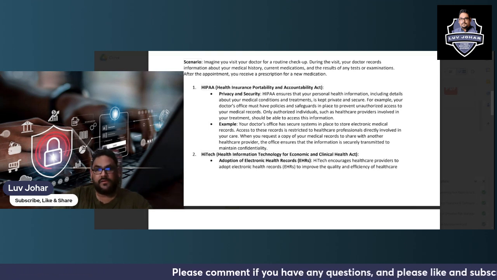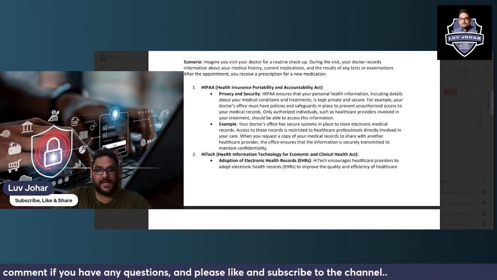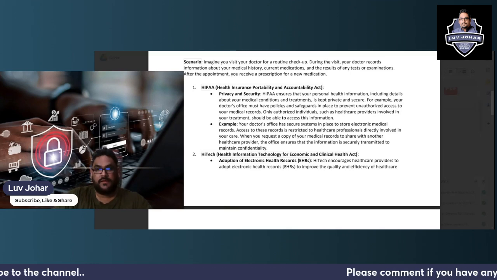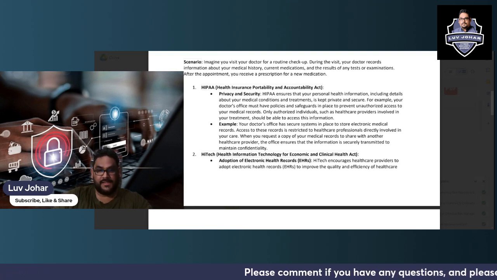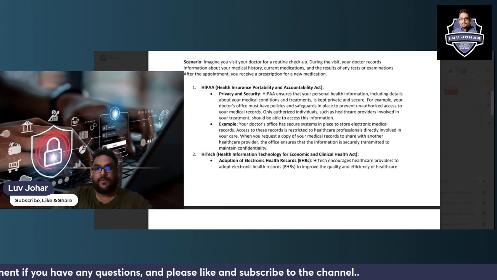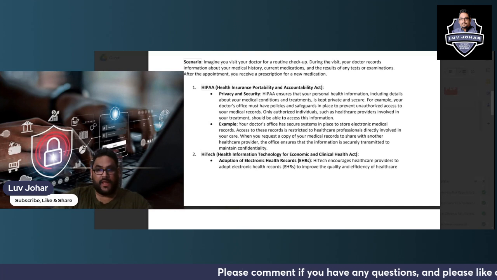For example, your doctor's office must have policies and safeguards in place to prevent any sort of unauthorized access to your medical records. Only authorized individuals, such as the healthcare providers involved in your treatment, should be able to access the information. Okay, so in this case, your doctor's office should have secure systems in place to store your electronic medical records. And it should also have access to these records restricted to only limited people who are healthcare professionals only, who are directly involved in your care. This is very important, who are directly involved in your case.